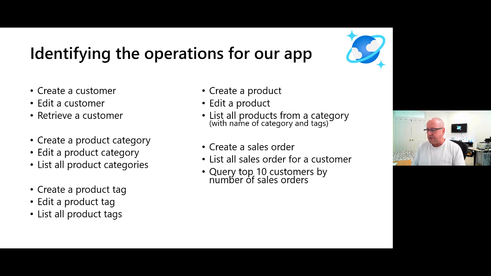For product categories, kind of the same operations there. We want to create, edit, and list all product categories. We also want to create, edit, and list product tags. We're going to create a product, we want to edit a product, and then we want to list all products from a category, and that would include the name of the category and also the tags for that.